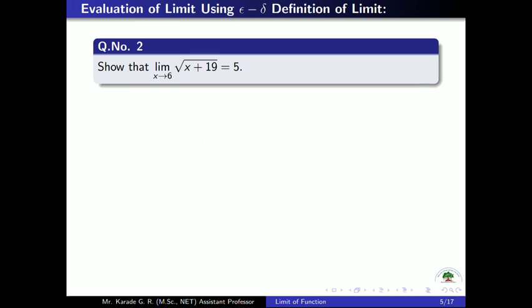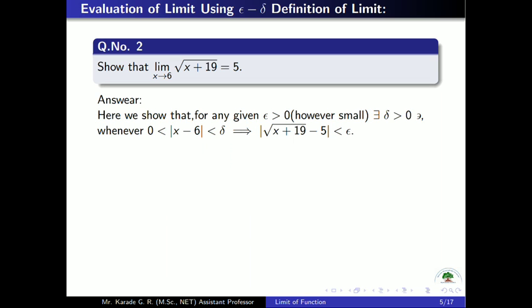Let us go to question number 2. Show that limit x tends to 6 of square root of x plus 19 is equal to 5. Answer: here we show that for any given epsilon greater than 0, however small, there exists delta greater than 0 such that whenever mod of x minus 6 is greater than 0 and less than delta, this implies that mod of square root x plus 19 minus 5 is less than epsilon. Here also we show that the limit of this function square root x plus 19 is equal to 5 as x tends to 6.